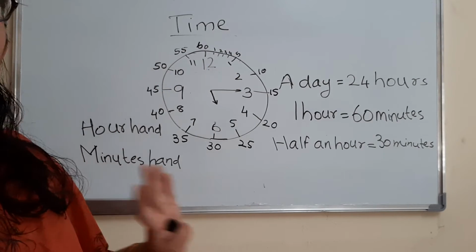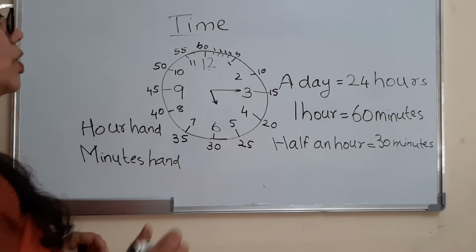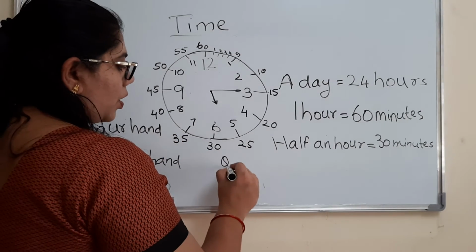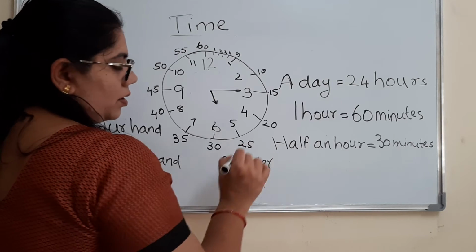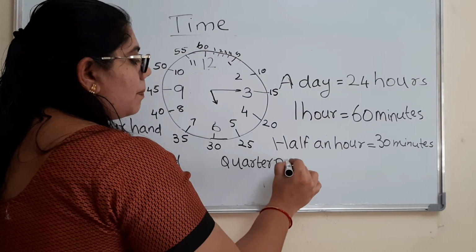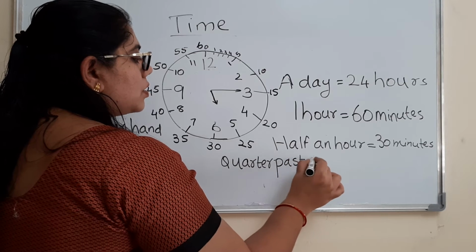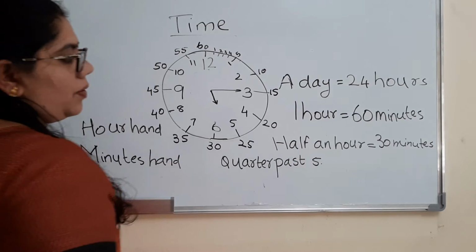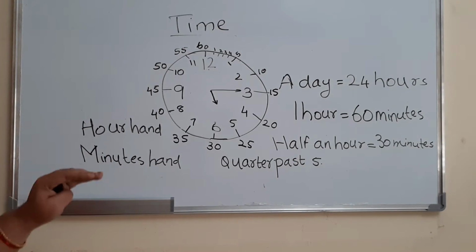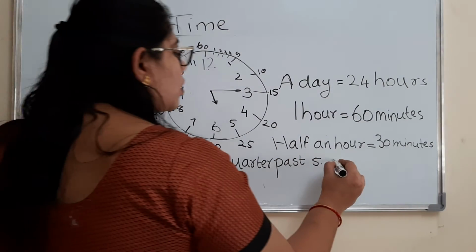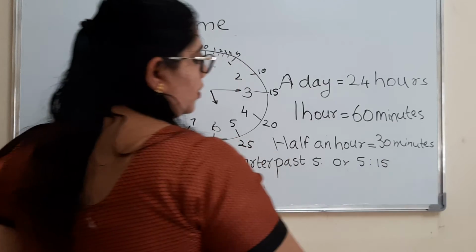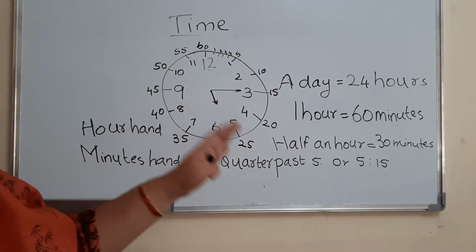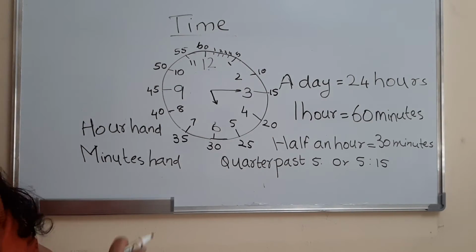So 15 minutes have now passed, right? So we will call it a quarter. 15 minutes means quarter. So quarter past 5. What is that? Quarter past 5 or 5:15.